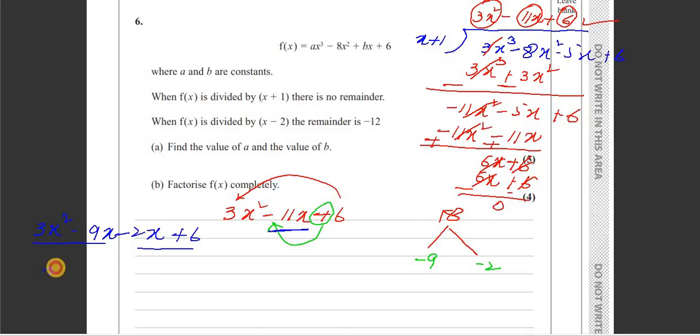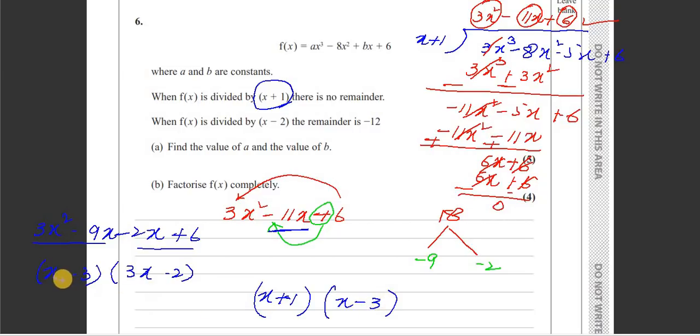Finally you have x minus 3 and 3x minus 2. These are two factors, and this is the cubic equation. There must be 3 factors, and the first factor we have already found, this one. So you can say that finally the factors are x plus 1, x minus 3, which is the second one, and 3x minus 2. So these are the 3 factors.